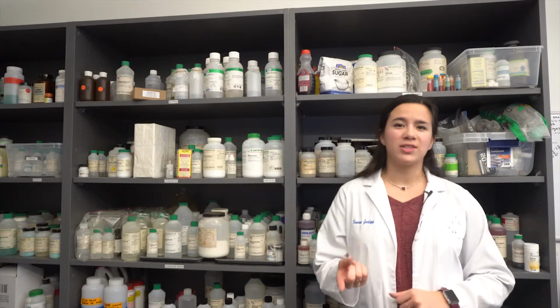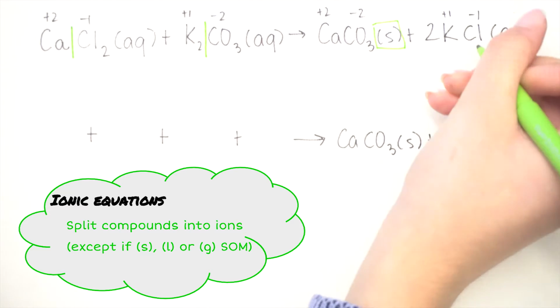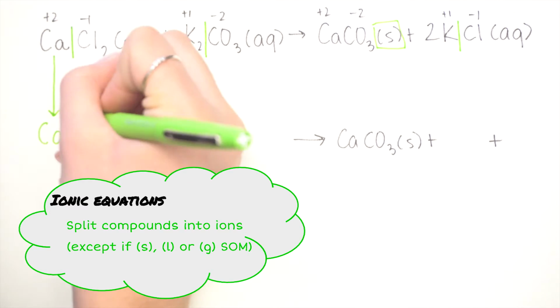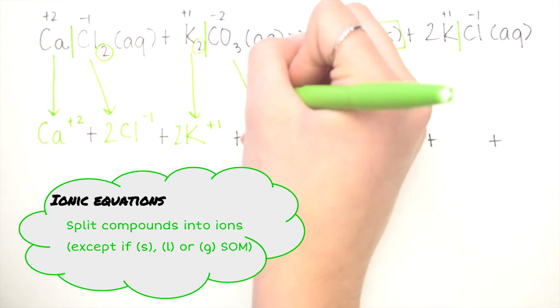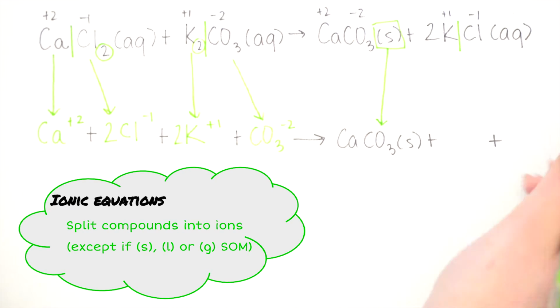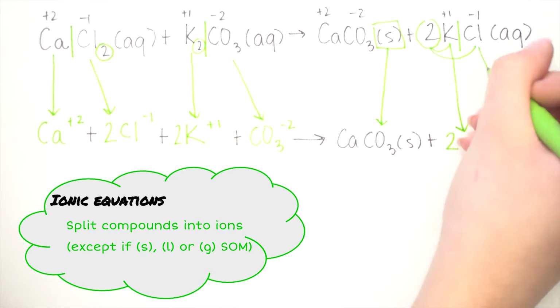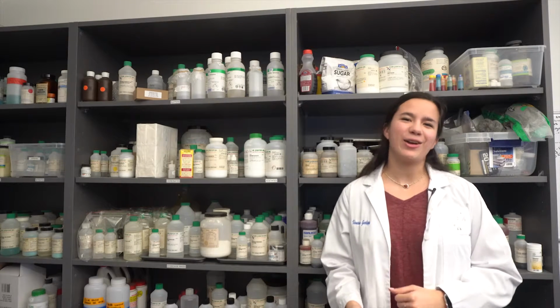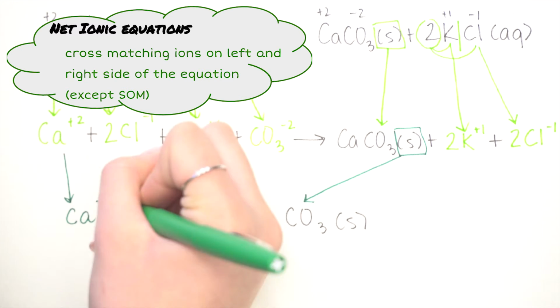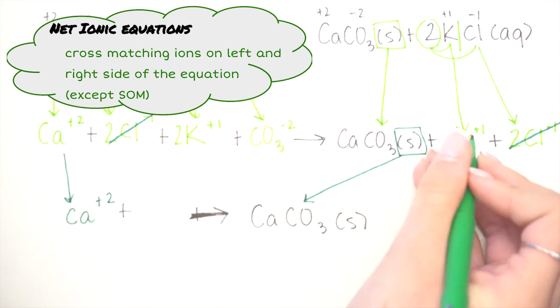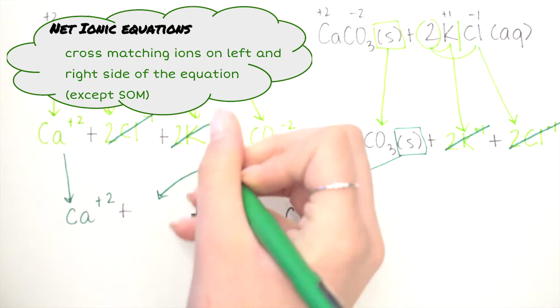For ionic equations, split all of your compounds into ions unless they have a state of matter. This means if a compound has the aqueous state of matter, then it should be split into ions. Keep your state of matter compounds in the equation though. In net ionic equations, cross out the spectator ions. These are ions that appear on both sides of the equation and don't really contribute to the reaction, so go ahead and get rid of them. Keep everything else in the equation though. Reduce coefficients if necessary.